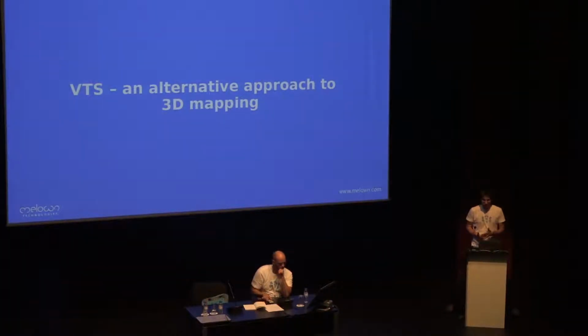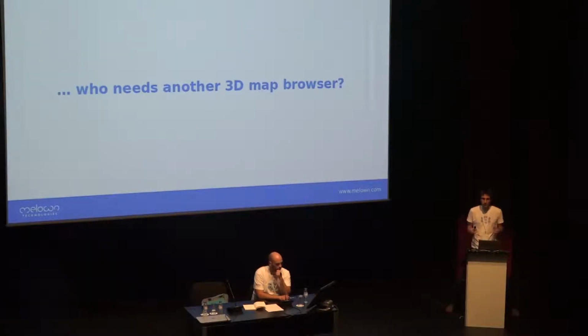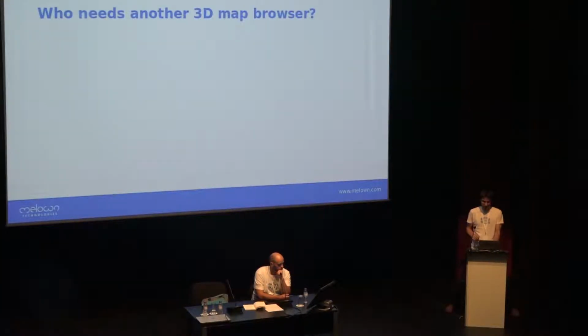So why we say VTS is an alternative approach to 3D mapping. Maybe if you heard or if you do something in 3D, you certainly know that there is open source client Cesium.js, that there is Google Maps Enterprise, and so on. So a natural question would be, who needs another 3D map browser? Because there are lots of them, or at least two of them that work quite good. So why should you need it? So let me quickly stop and try to destroy this question.